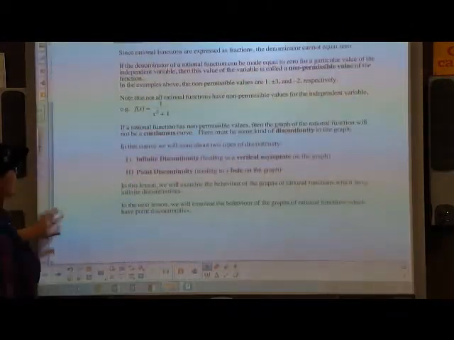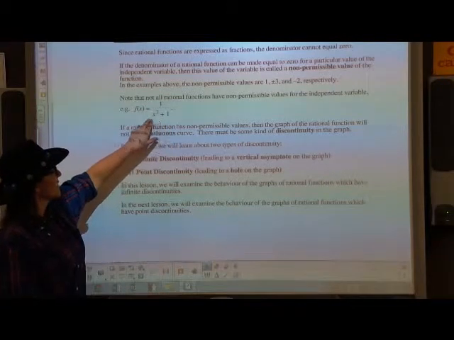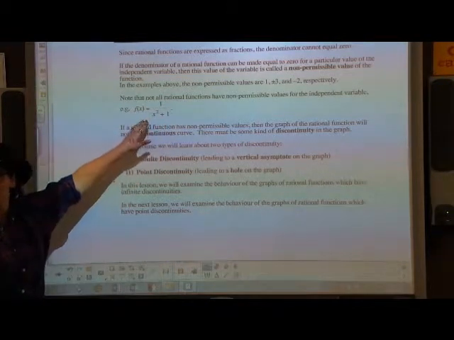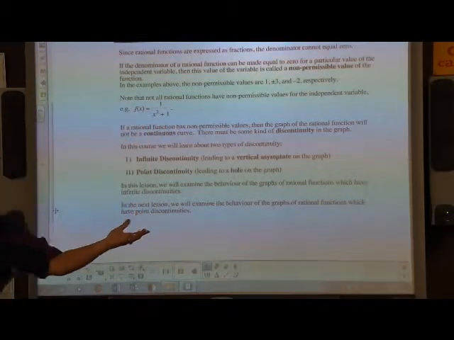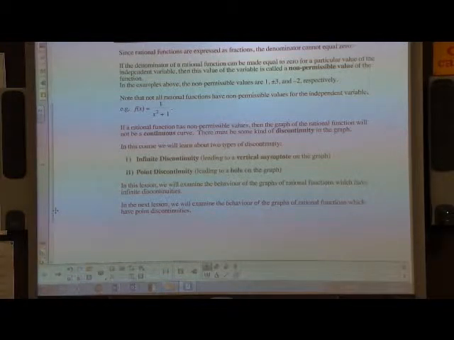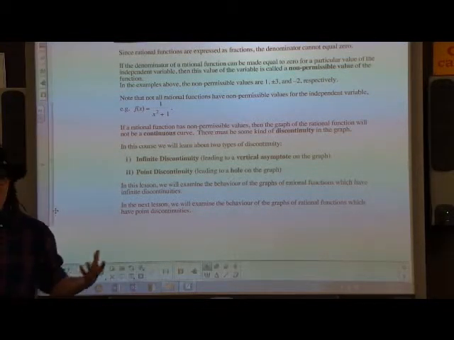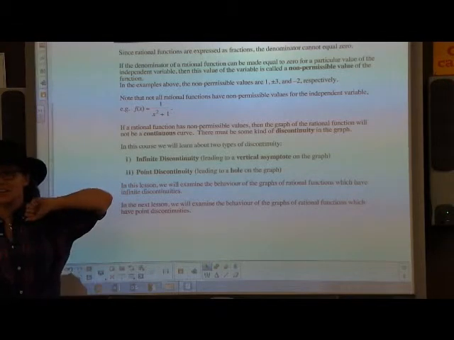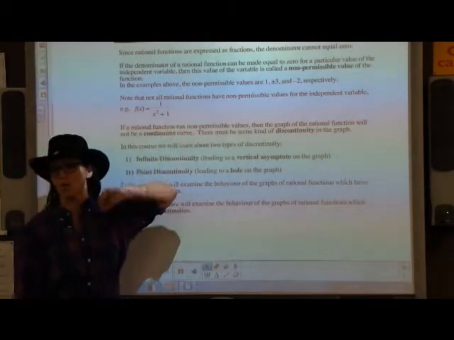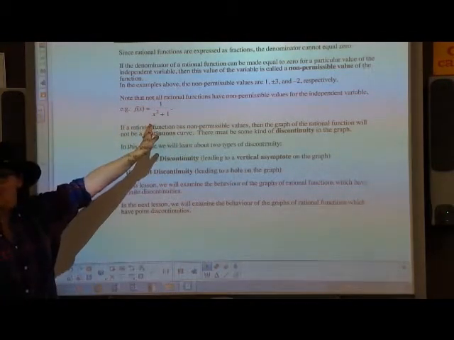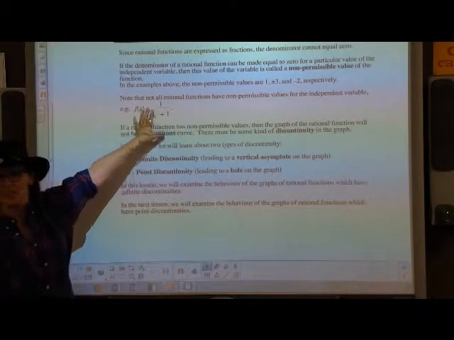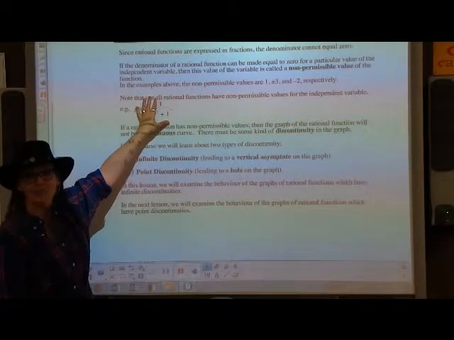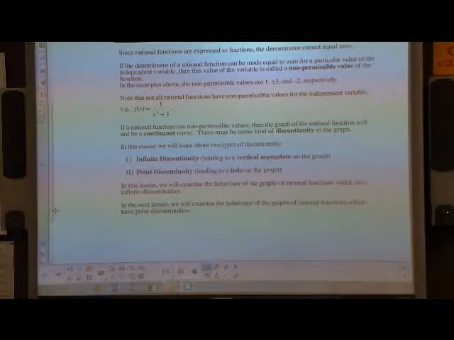With our discontinuities, there is an example here of a function that has no non-permissibles. X squared plus 1, you're always going to get a value, no matter what x is. If x is 0, I get 1. If x is positive, I just get 1 more. When x is negative, when I square it, I get a positive. So this would be an example of a rational function where there are no non-permissible values.